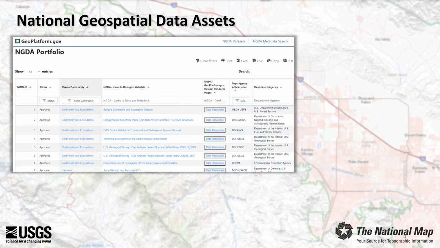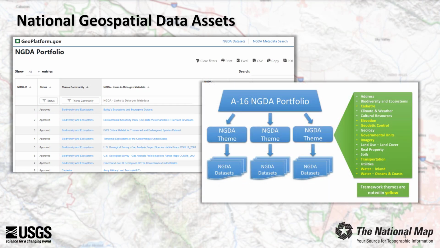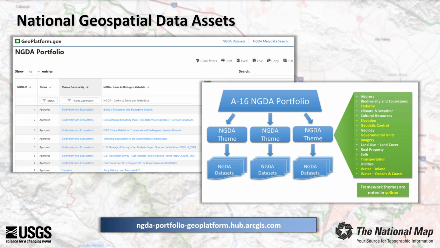Over 170 geospatial datasets referred to as National Geospatial Data Assets, or NGDAs, make up the NSDI and are categorized into 18 NGDA themes. The full list may be accessed at ngda-portfolio-geoplatform.hub.arcgis.com. Throughout this lesson, we will identify which components of the national map are FGDC-designated NGDAs.